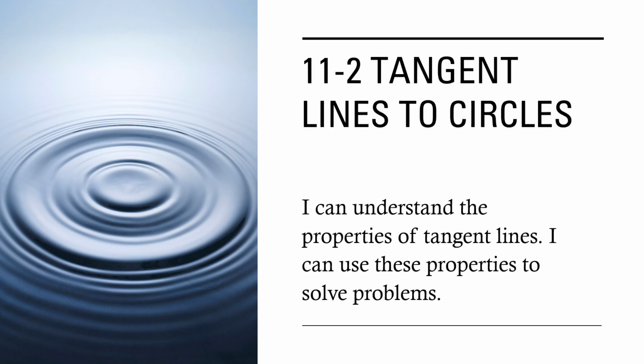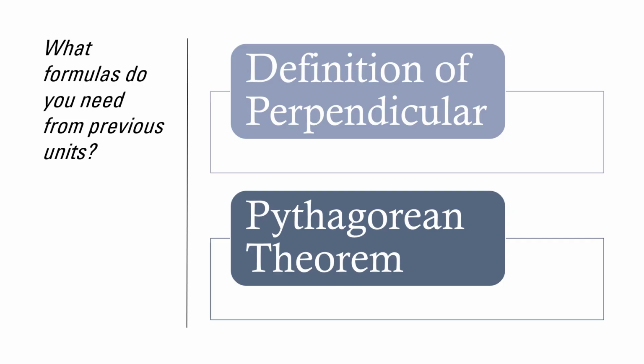This next section is about tangent lines to circles. By the end of this lesson, I want you to understand a couple of properties of tangent lines so that you can use those properties to solve problems. The first thing you need from previous units is the definition of perpendicular.